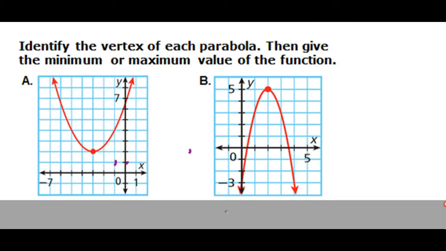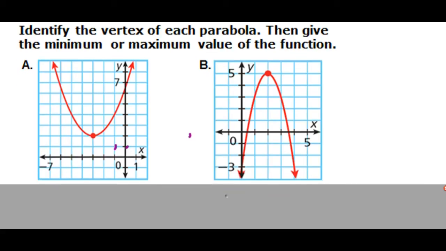Okay, identify the vertex of each of these. Again, remember the vertex is the turning point. So this would be the vertex right here, and that is, the vertex is (-3, 2). Since it's down here, this would be a minimum value. The minimum value here would be 2. This up and down, the y, is your maximum or minimum. So that part of your vertex is always your maximum or your minimum.